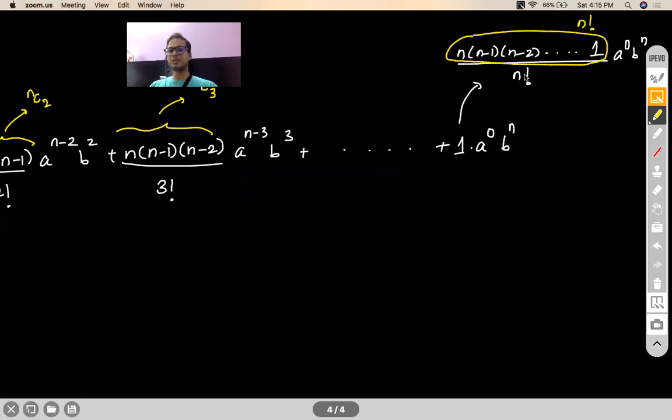Now another question people ask: why does it stop there? Why doesn't it go any further? It's because the next term that comes will be 0. And that's why it will make all the terms become 0 after that. So the series will end at this point.